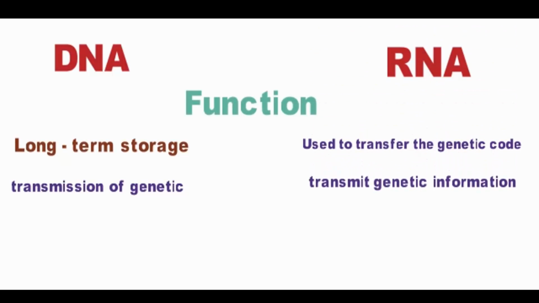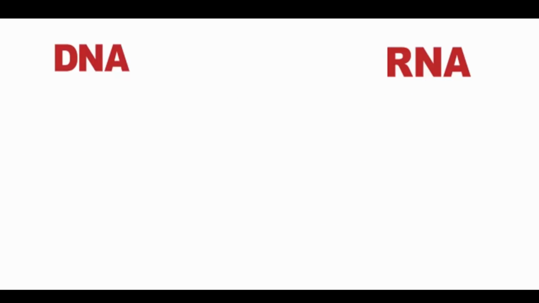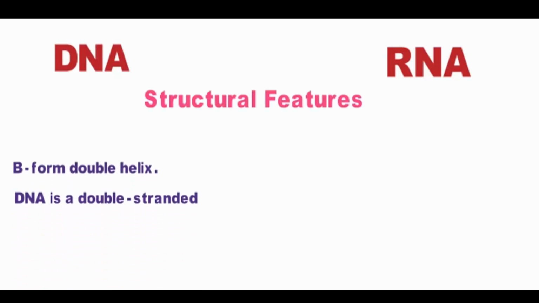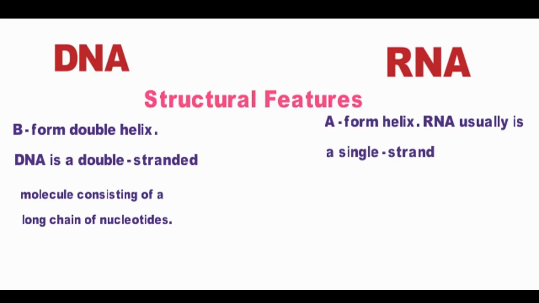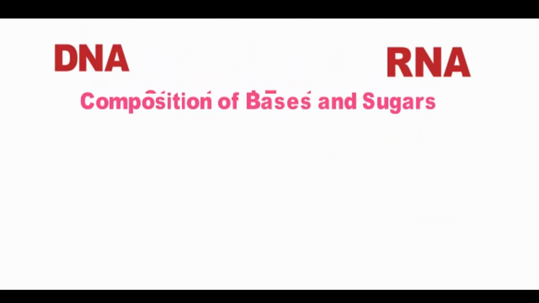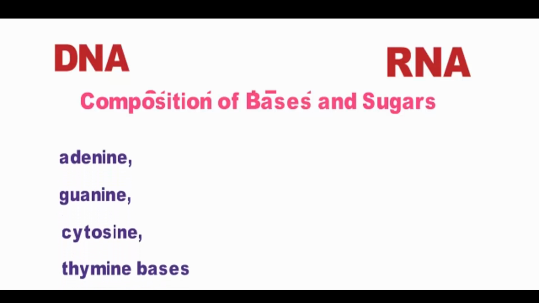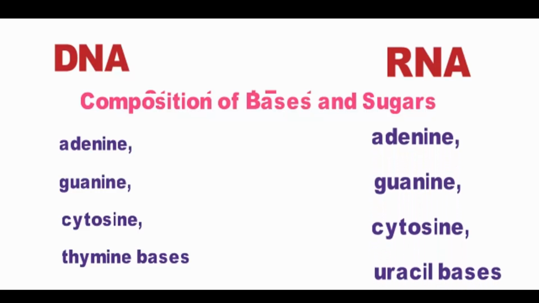RNA is used to transmit genetic information in some organisms and may have been the molecule used to store genetic blueprints in primitive organisms. Structural features: DNA is a B-form double helix, a double-stranded molecule consisting of a long chain of nucleotides. RNA is an A-form helix, usually a single strand consisting of shorter chains of nucleotides. Composition of bases and sugars: DNA has a deoxyribose sugar phosphate backbone with adenine, guanine, cytosine, and thymine bases. RNA has a ribose sugar phosphate backbone with adenine, guanine, cytosine, and uracil bases.